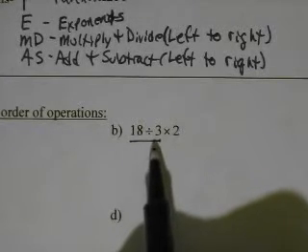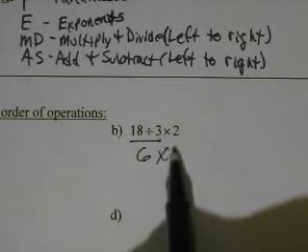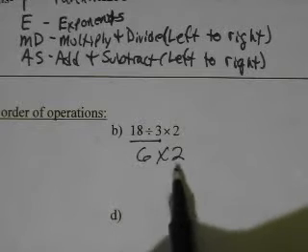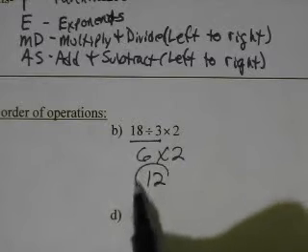18 divided by 3 is 6, times 2. Now that's all that's left. 6 times 2 is 12. And we've got our answer.